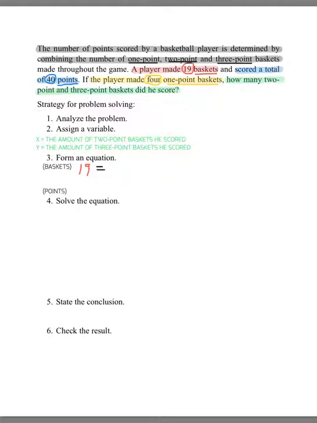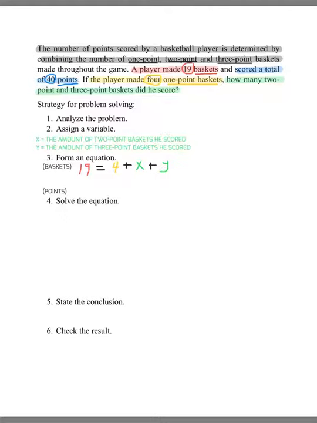This is going to be a sum of the number of 1-point baskets made, 2-point baskets made, and 3-point baskets made. Luckily, we could have a representation for each one of them. The number of 1-point baskets made is 4. That was given to us. And we want to add to that the number of 2-point baskets made, which is represented by variable x since we don't know that value. And then we're going to also add to that the number of 3-point baskets made, which is represented by the variable y. So there we go. We have a total of 19 baskets made, and this is a sum of 1-point, 2-point, and 3-point baskets.